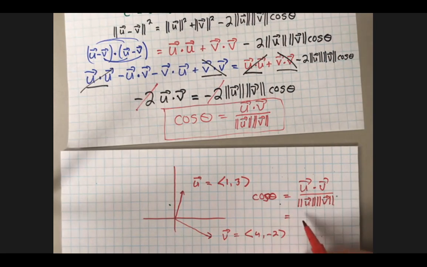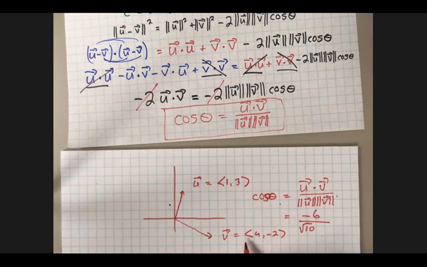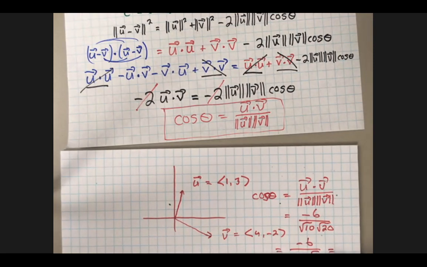U dot V we already discovered was -6. Mag U is 1 + 9 rooted, root 10. Mag V is 16 + 4 rooted, root 20. So this is root 200. So this is root 2 times 10. Or if you want to simplify that further, you cancel out this 2 right here. Is a -3/5 root 2.